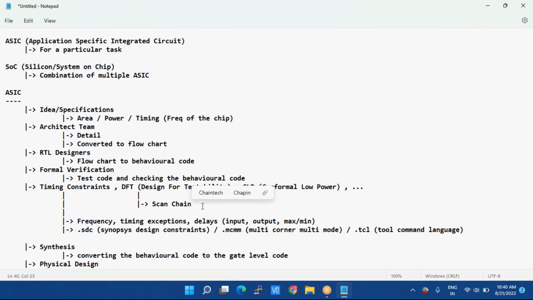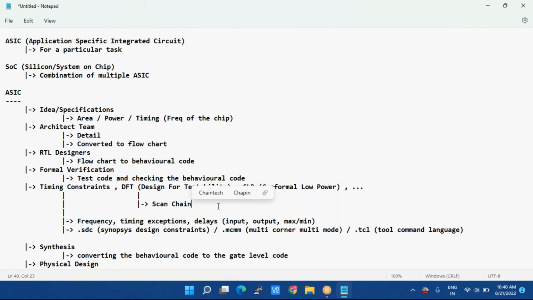So when the scan chains are passing, it means that the functionality of your chip is also going to be passing. Clear?